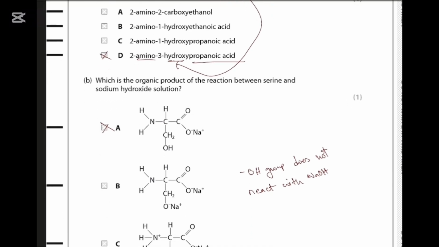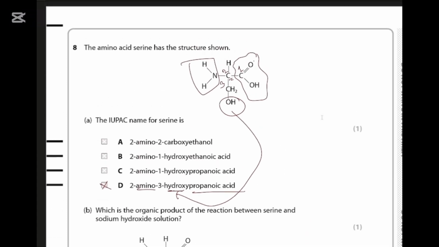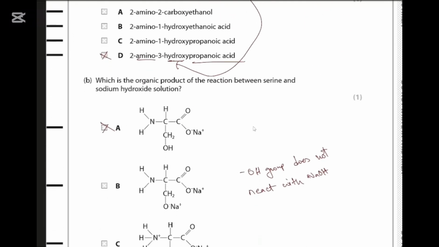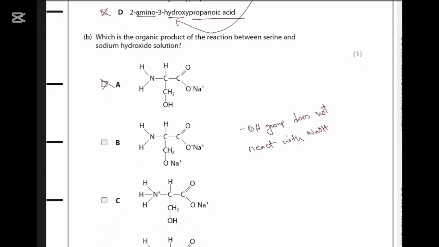B, which is the organic product of the reaction between serine and sodium hydroxide solution? If this reacts with sodium hydroxide solution, it forms the ion where it loses this hydrogen, so it becomes COO minus, and then an Na plus could react with it to form COONa. Here we have A is the answer, and only the carboxylic acid group reacts with the sodium hydroxide, since the alcohol does not react.